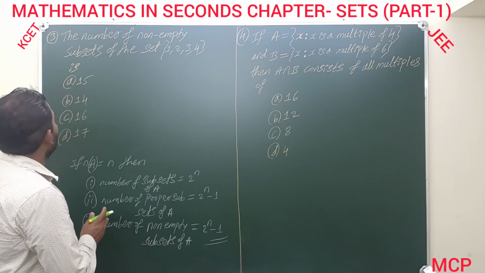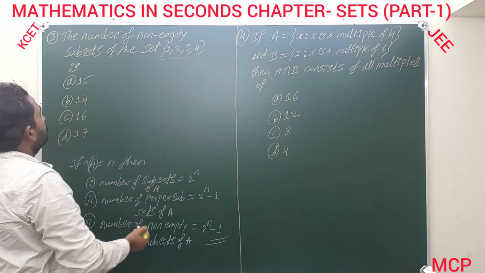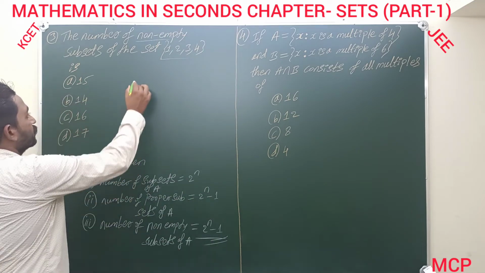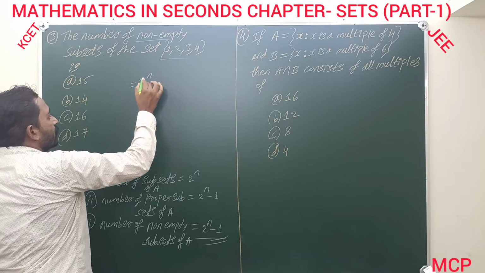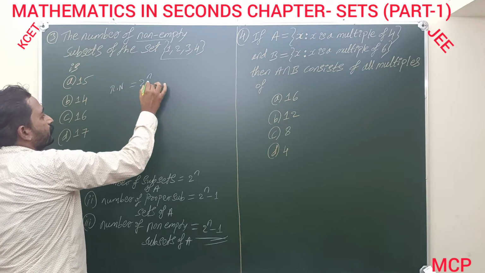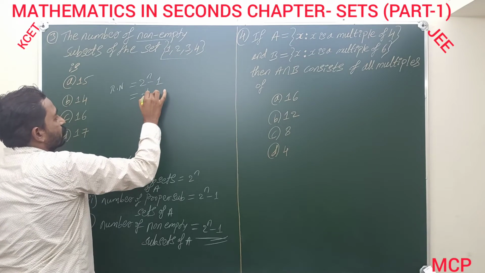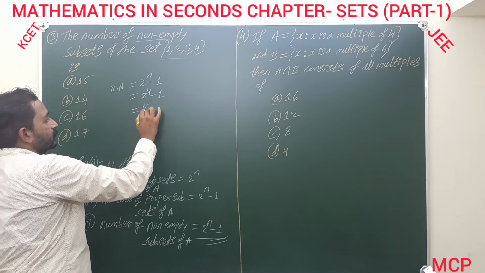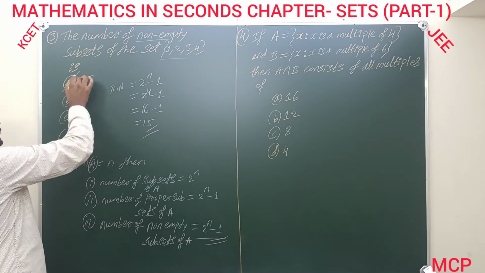So let us see the question. The number of non-empty subsets of the set: using the formula 2 power n minus 1, the required number is equal to 2 power n minus 1. Here n is the number of elements: 1, 2, 3, 4. So 2 power 4 minus 1. 2 power 4 is 16, minus 1 is equal to 15. So option A is correct.